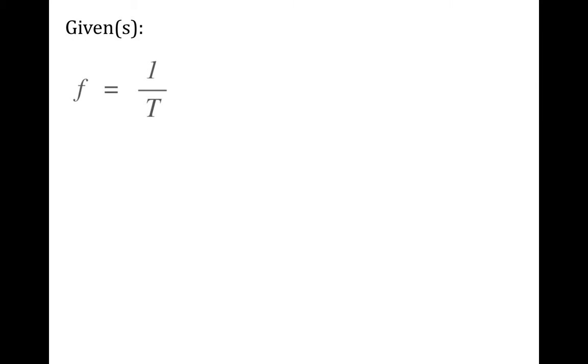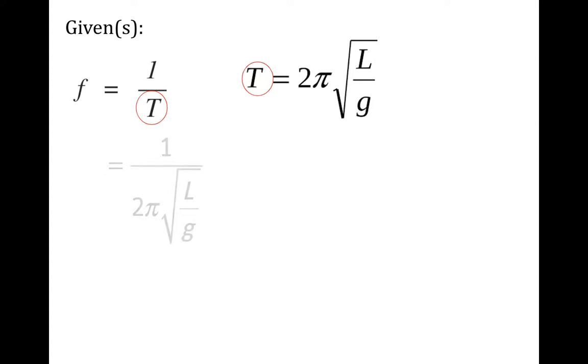Okay, so let's say we have our equation for frequency in terms of period. So frequency is 1 over the period. The period of a pendulum we know is 2 pi times the square root of L over g. We're going to take that equation and substitute in T. So we're going to take that quantity, 2 pi times the square root of L over g, and we're going to plug that into the denominator.